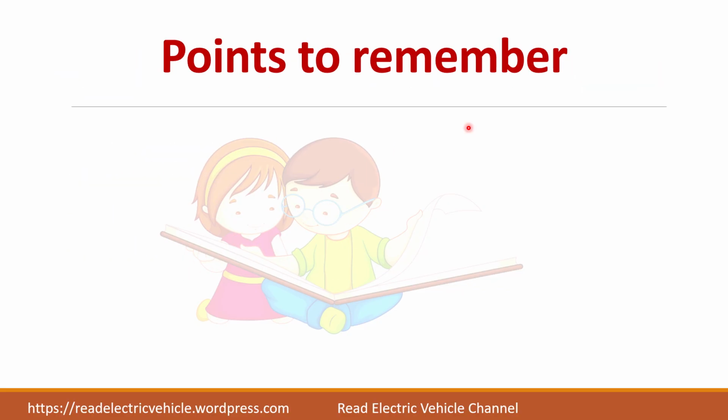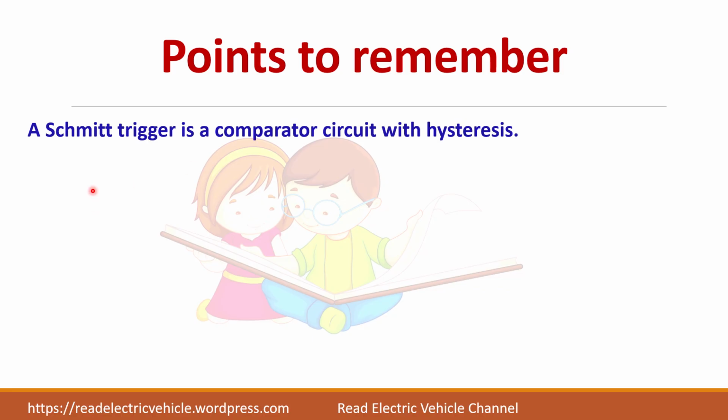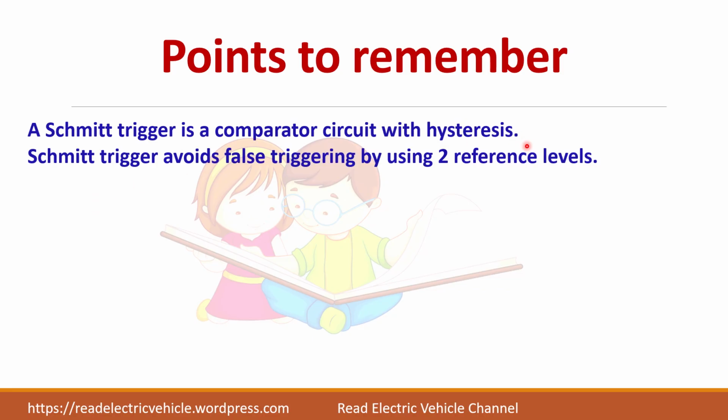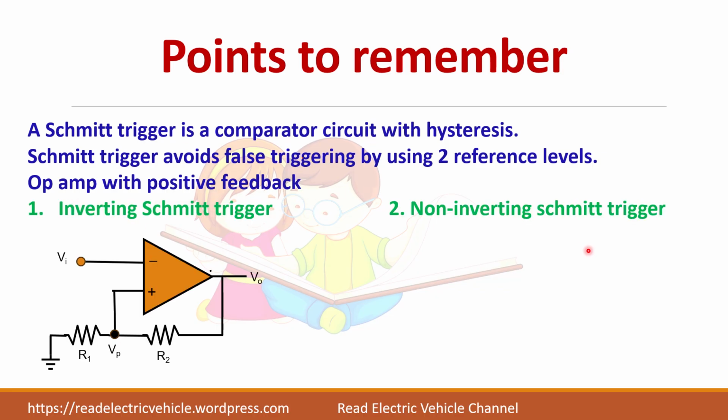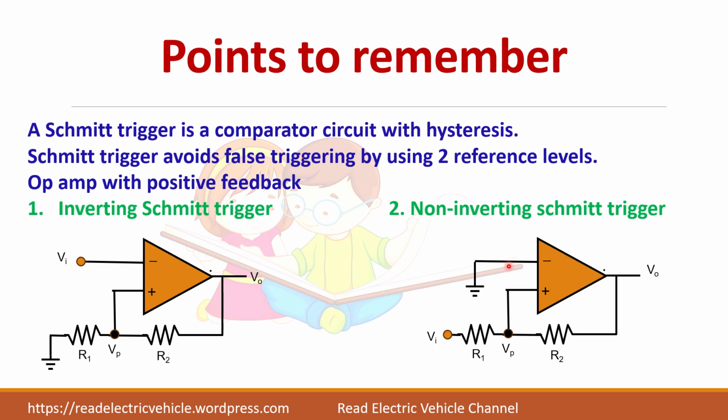So the points to remember here are: a Schmitt trigger is a comparator with hysteresis circuit, and it helps to avoid false triggering by using two reference levels. So it is basically an op-amp with positive feedback. There are two types of Schmitt trigger, inverting and non-inverting. So in inverting, we have to give the input at the inverting terminal, while in non-inverting, we give the input at the non-inverting terminal.